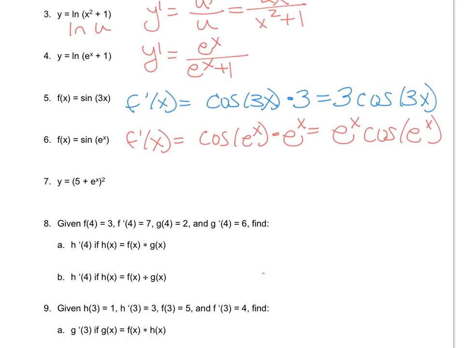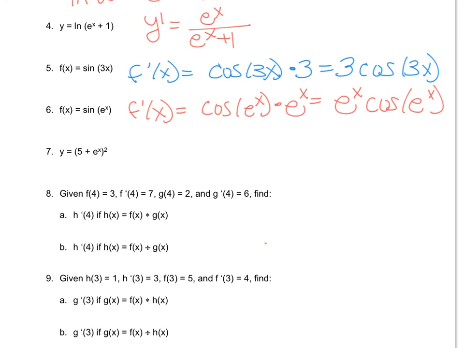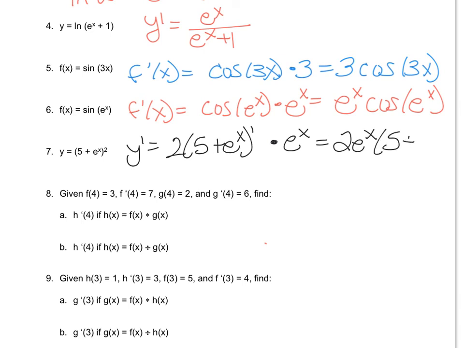Now 7 is a chain rule because we have this function inside that function. So the derivative is the normal power rule. The 2 comes down, but then we have to multiply by the derivative of the inside, which is just e to the x. So simplifying that, we get 2e to the x times 5 plus e to the x.